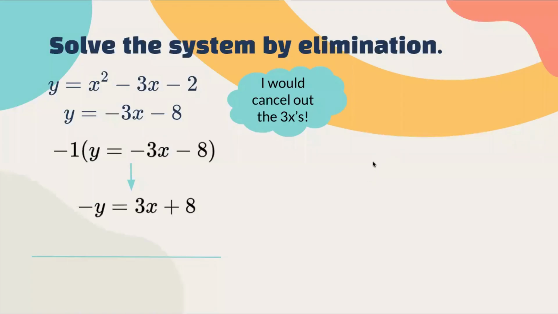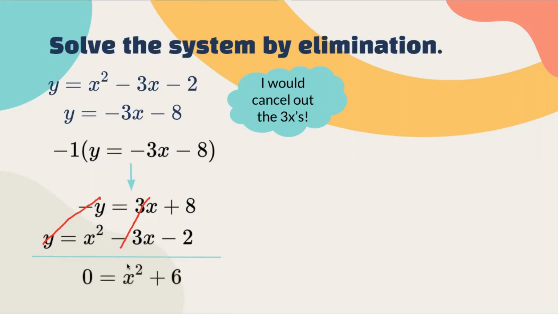Now you can bring down your other equation, which is y equals x squared minus 3x minus 2, and eliminate any of your terms. In this case, y and negative y would cancel, and then our 3x's would also cancel. So now all you have to do is solve for the remaining equation. Since our y's canceled, it would be 0 equals x squared, and then 8 minus 2 would just be 6. So our remaining equation would be 0 equals x squared plus 6.